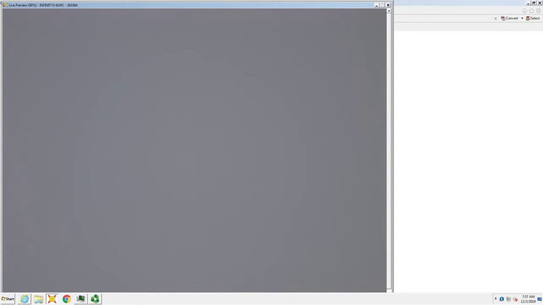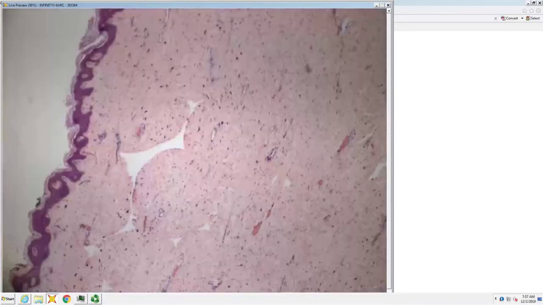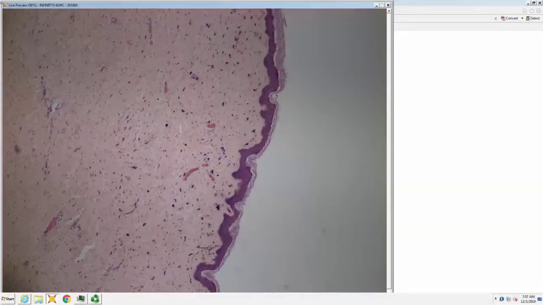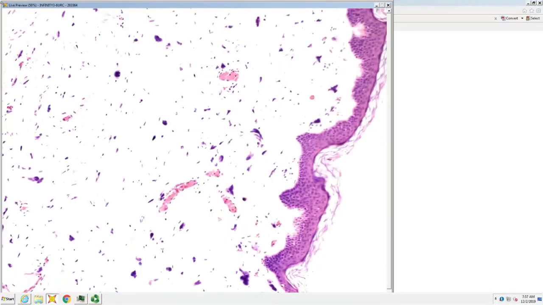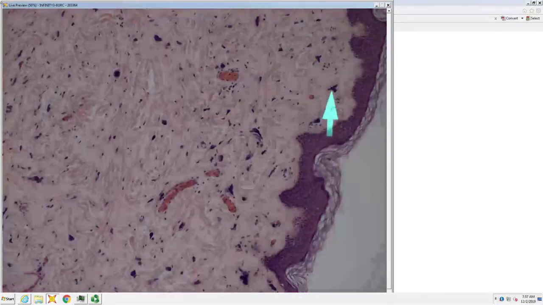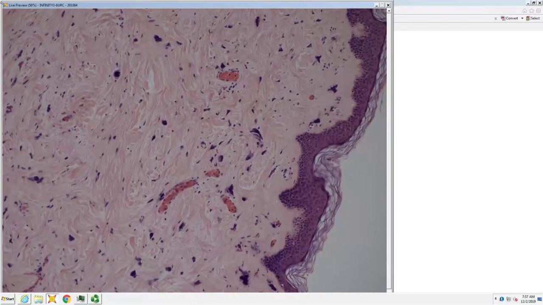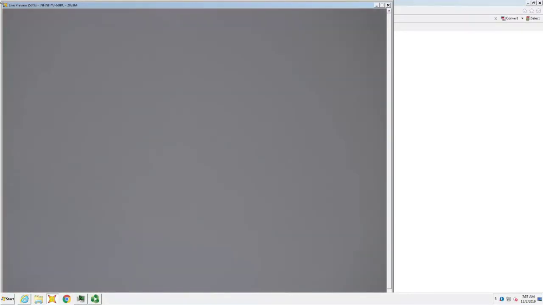I'll just show you one more example here. Again, it's a fairly hypocellular tumor, but look at those big nuclei that just jump out at you. They're large, they're pleomorphic, they're stellate, they look like radiation fibroblasts, but there are no mitotic figures. And that's typical for a pleomorphic fibroma. So hypocellular with radiation-like fibroblasts.